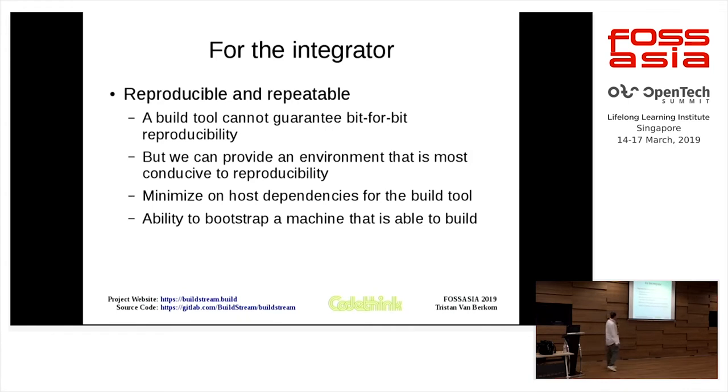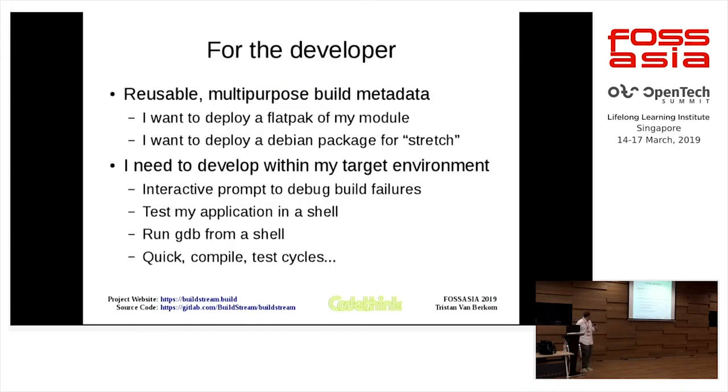When we say minimize on host dependencies for the build tool, that's important for us because we think going forward, it's important to be able to always bootstrap a new hardware and get to a point where you can start building and you will have that same experience on a new platform. So, reusable multipurpose build metadata is, as I said before, important to be able to target multiple outputs and multiple packaging formats with your same software, right?